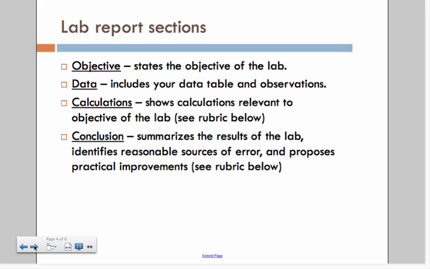Okay, so for the overall sections of the lab report, you're going to have one section which is just stating the objective of the lab. You're going to get that right from the lab procedure. And for this lab, we're focusing on the first two objectives listed in the lab procedure. You want to have a data section, which is going to include your data table and observations. You want to show any calculations that are relevant to the objective of the lab, and we're going to talk about the rubric in a minute. And then finally, there are going to be 3 sections to your conclusion. You're going to summarize the results of your lab, identify reasonable sources of error, and then propose practical improvements. We'll talk about that in more detail.